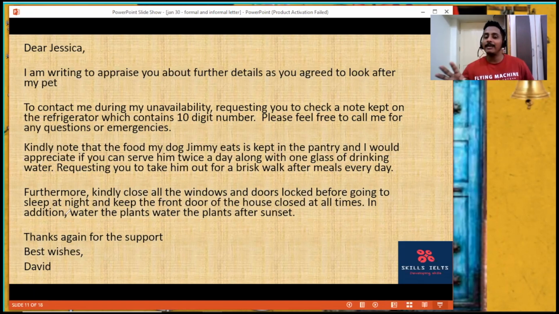Don't just write very bland. My dog's name is Jimmy. Full stop. Jimmy is 2 years old. Full stop. Jimmy is very naughty. Full stop. Don't write like that. You have to use a signpost.